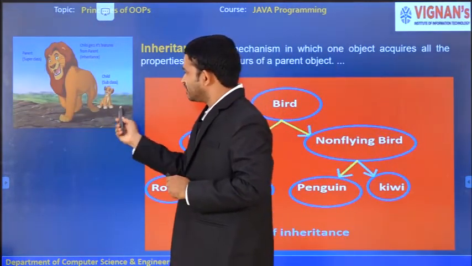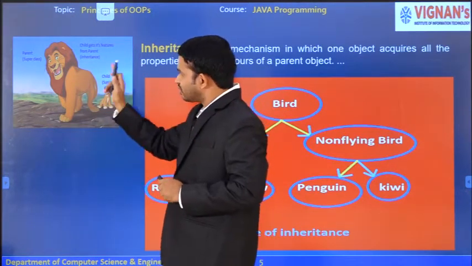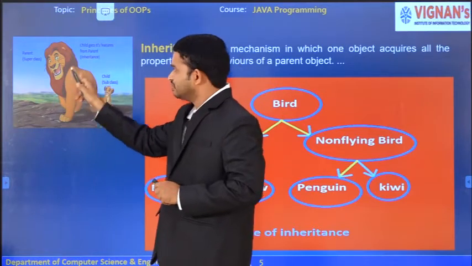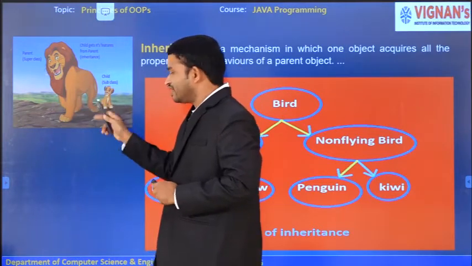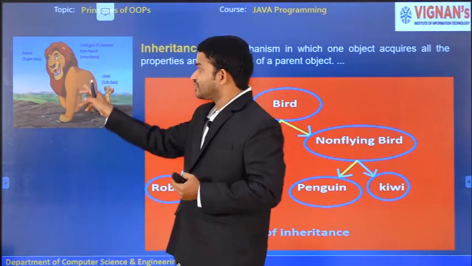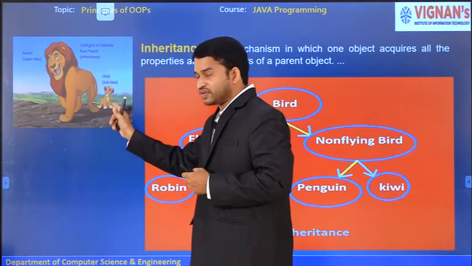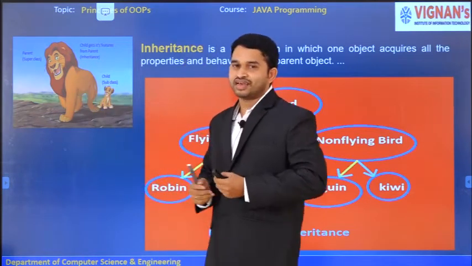For example, take this child line, and this is a parent line. The child line means what? Whatever the properties and all the features of the parent line are acquired by the child line. That is the reason we call this a child line, and this we call a parent line. So the inheritance concept means acquiring the properties from parent line to child line.